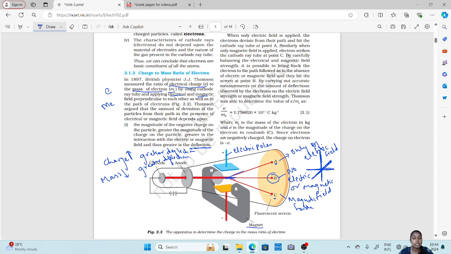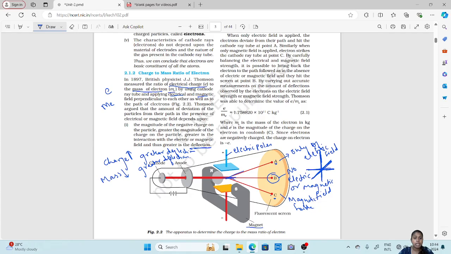And in this he said that all these deviations occur because of the charge, the mass, and the electric and magnetic field which were applied. If the charge of the particle is higher, you can see these deflections. And if the mass of the particle is light, then also you can see this deflection. And this deflection can also be seen because of the electric or magnetic fields.